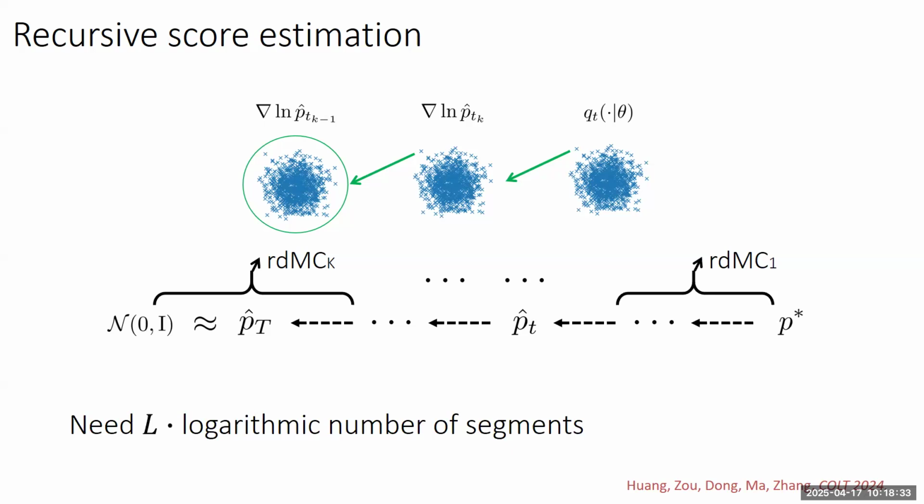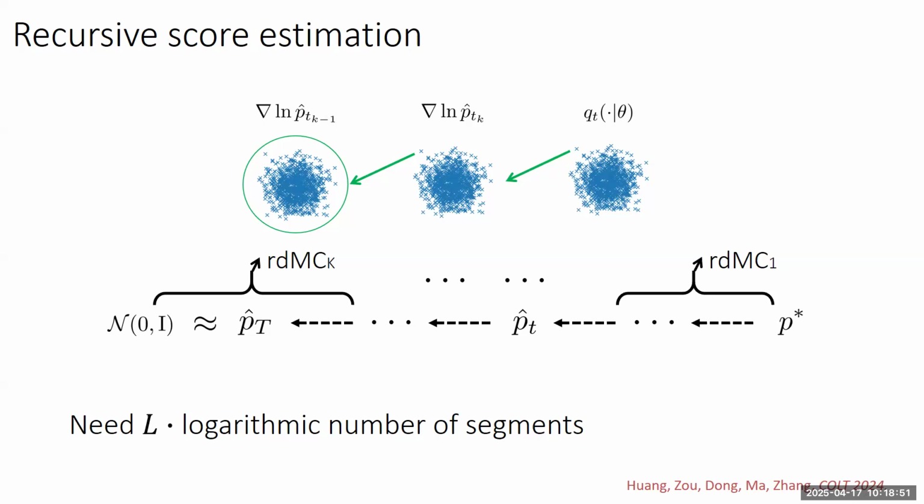So we found that we just need L, that's the Lipschitz constant of the score function, times a logarithmic number of segments. So this exponential dependence on L is unavoidable. There are lower bounds for that. And the rest of them scales logarithmically.